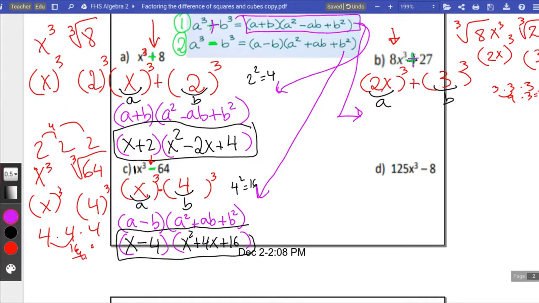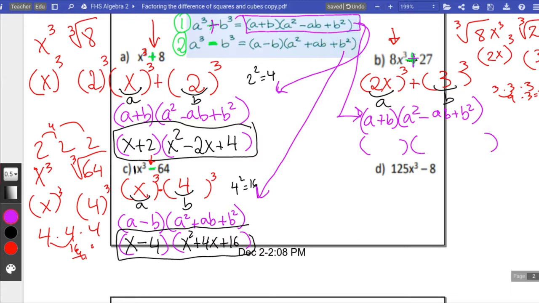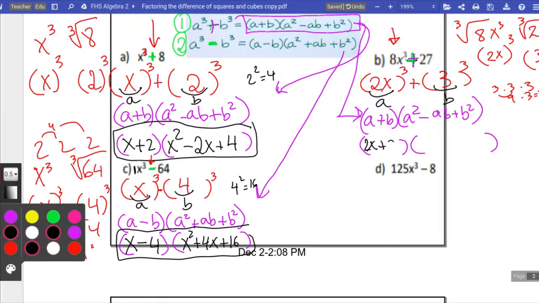The formula says a plus b, open a squared, minus a times b, plus b squared, close it. In the formula, a is 2x, plus, b is 3. Now I'm done with the first parenthesis.